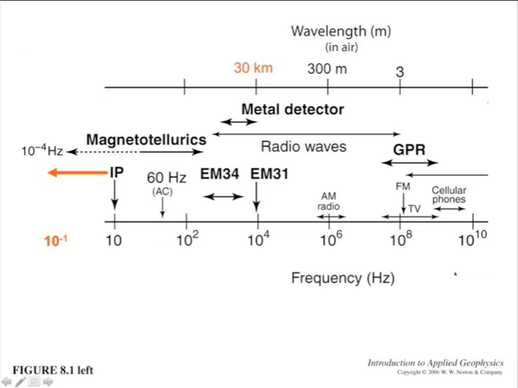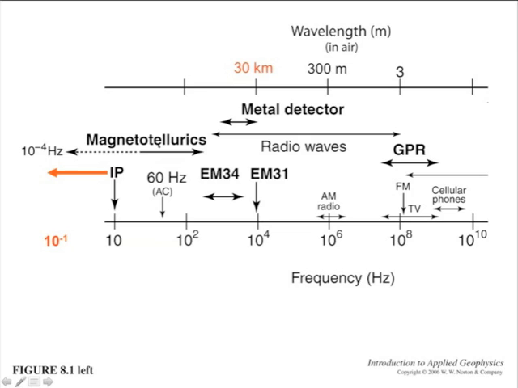So if we go back to the electromagnetic spectrum, what we see right away is that the techniques we use to sound the deepest are the ones on the left, and the techniques we use to sound just the very shallowest areas are on the right. Notice our frequency domain sounding techniques, EM34, EM31, metal detectors, using those audio frequencies, have very long wavelengths, and that allows us to look deep into engineering depths, maybe even up to 100 meters depth.